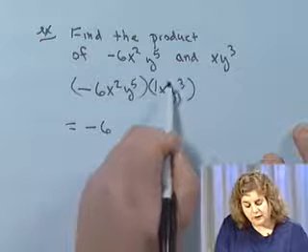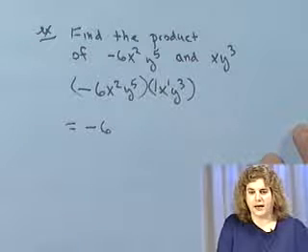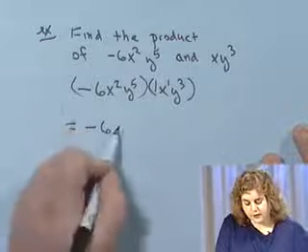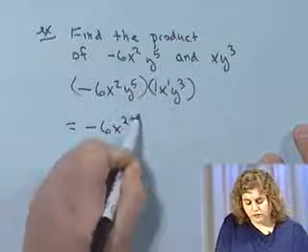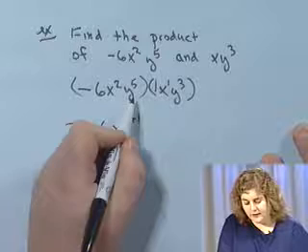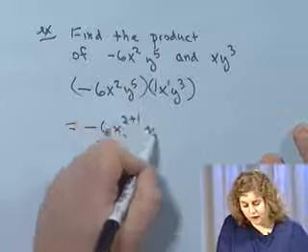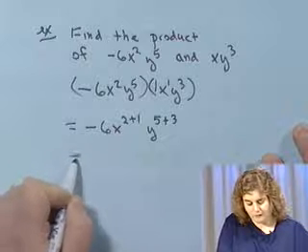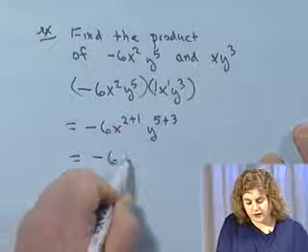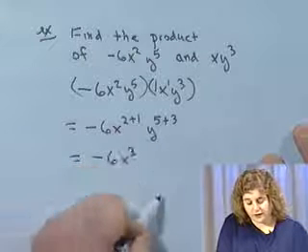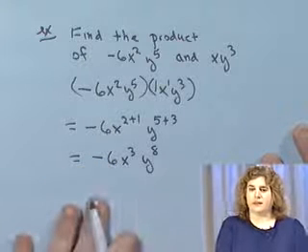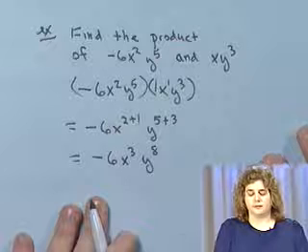Well, remember, x is also raised to the 1st power. We just don't usually write that power down. So we have x to the 2 plus 1 power. And then with the y, we have y to the 5 plus 3 power, leaving us with a negative 6, x to the 3rd power, y to the 8th power. And that's our final answer for this problem.